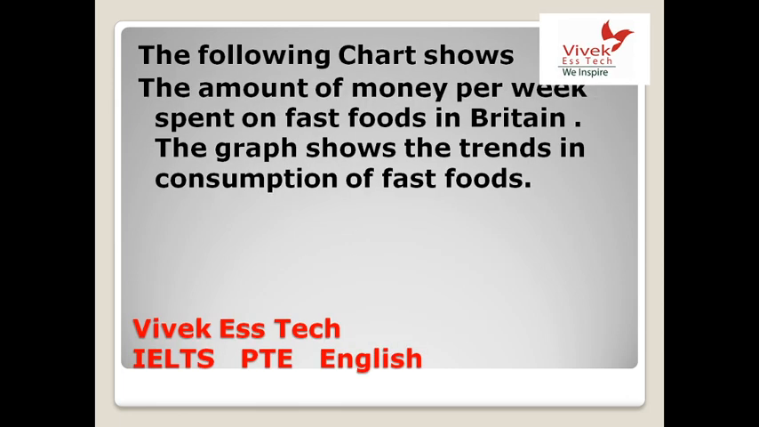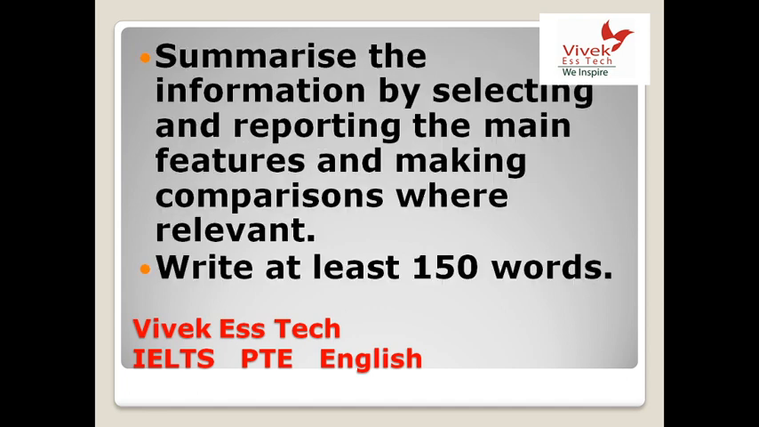It's a chart which shows the amount of money per week spent on fast foods in Britain. The graph shows the trends in consumption of fast food. There are two graphs basically. You have to summarize the information, select all the important points and features, and make comparisons where relevant. At least 150 words have to be written.